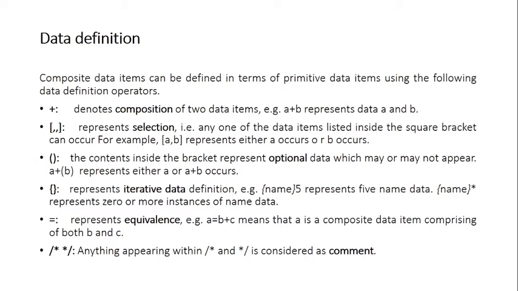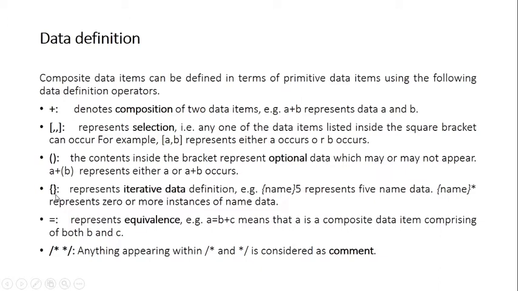Optional means either nothing is present or some instance of that data is present, right? So the answer could be, what does it mean? Either A or A plus B, right? If B is 0, that means it's simply A, right? And if B is present, then it will be A plus B. So either A or A plus B.